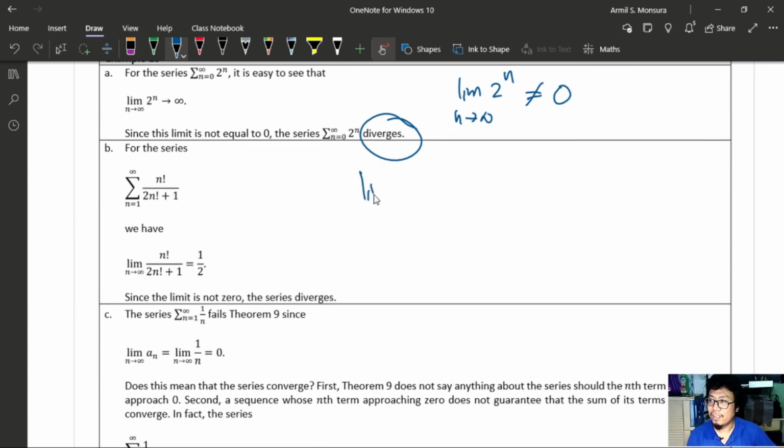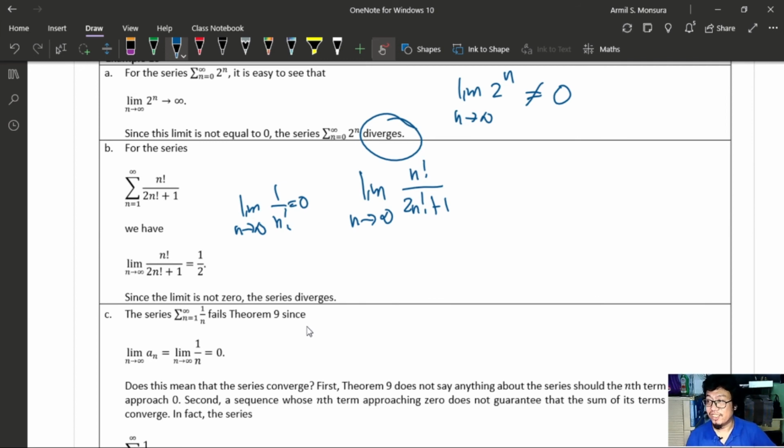We take the limit of n factorial over 2n factorial plus 1 as n approaches infinity. Now, since both the numerator and the denominator become factorials, it is easy to conclude that the limit of 1 over n factorial as n approaches infinity is 0.